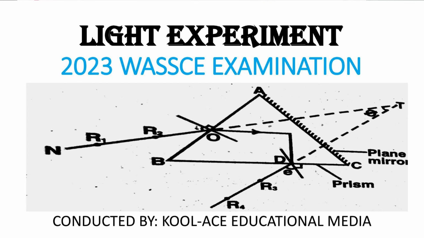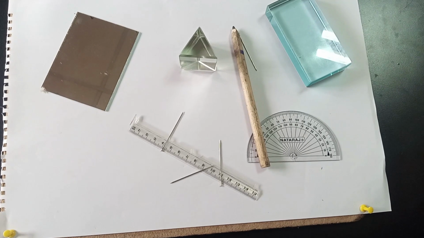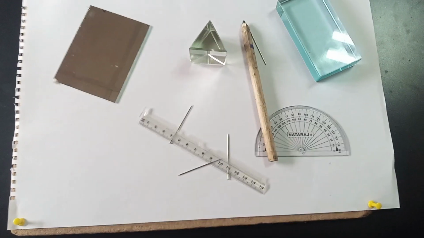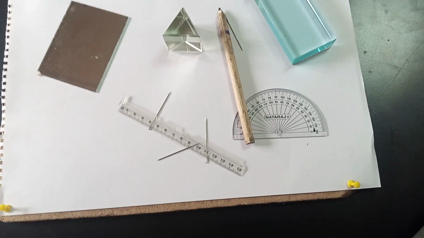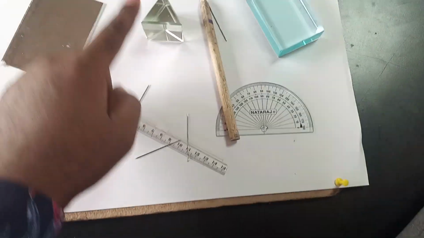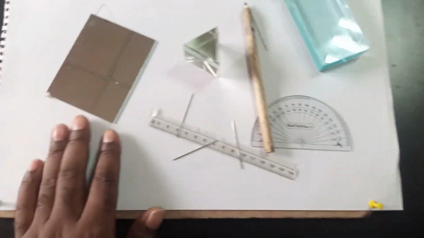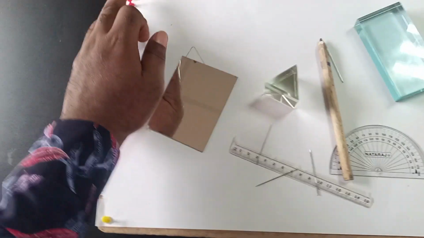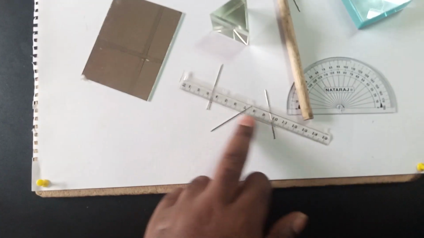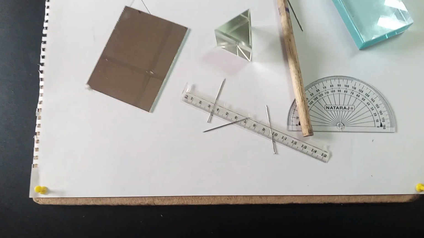In this particular experiment, we are going to be bringing you the light demonstration for your 2023 WAEC examination for physics practicals. Remember that in this instruction, we're told to provide a triangular glass prism, a plane mirror, a plain sheet and a drawing board, thumbtacks here, and then a pin, an optical pin.